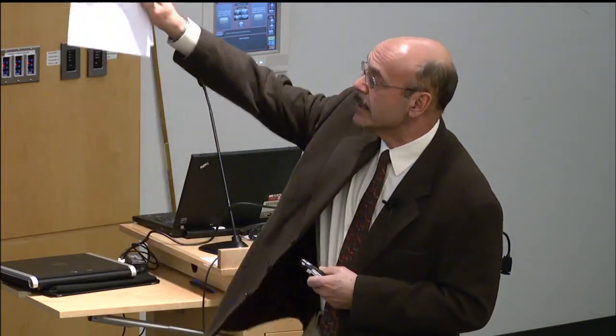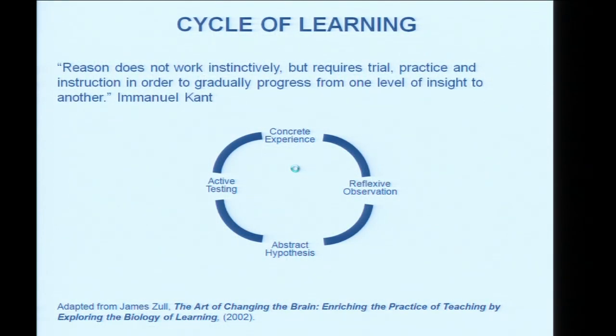What you see here at the top is concrete experience. At the bottom, abstract hypotheses. You can start any place in this circle, but the idea is that you need to go around it. So perhaps you start with some abstract ideas about how you think the world works. You're going to test that against some concrete experience, and then you need to have the reflective experience when you come back.